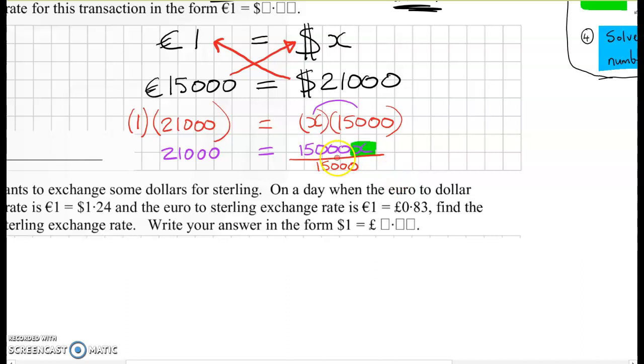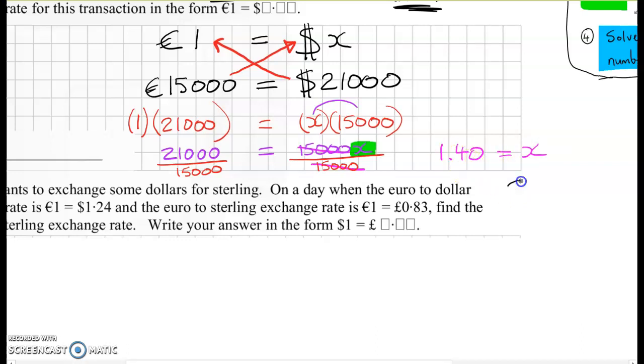But whatever I do here, I have to do the same over here, 15,000. Now it'll cancel on this side. But over here, when you type that into the calculator, I need to type it into my calculator because I'm not that good at the minute. 21,000 divided by 15,000 is 1.4 equals X. So now you have the exchange rate.